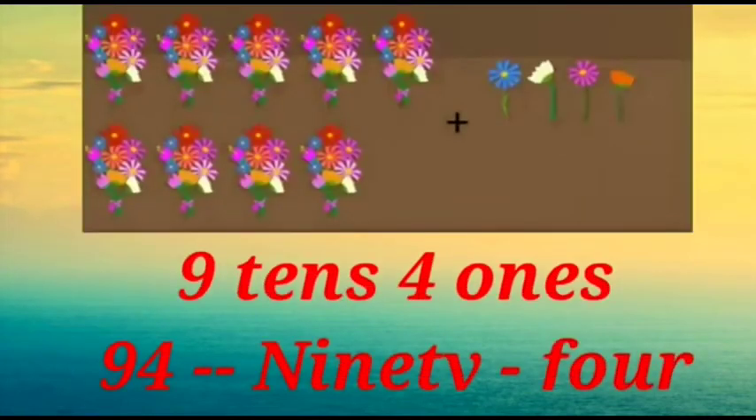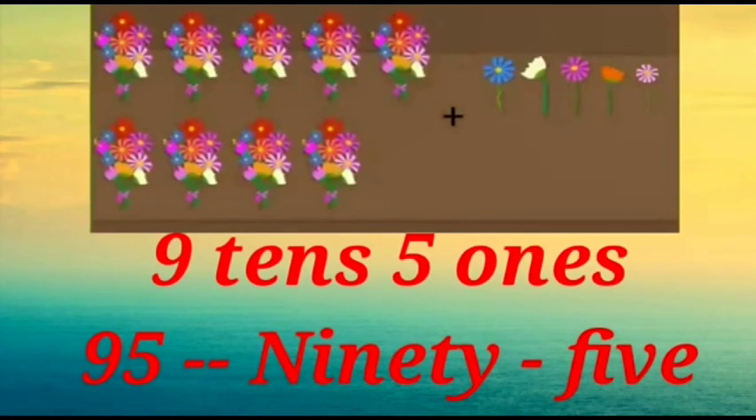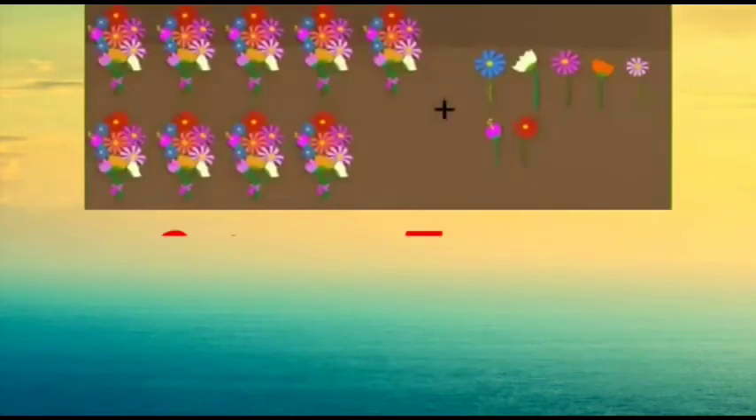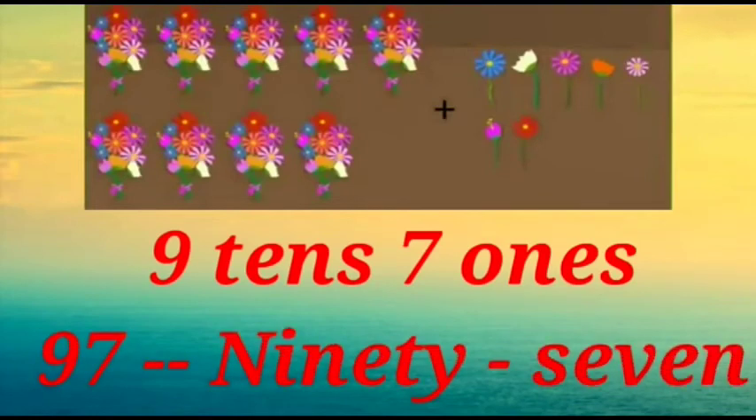9 tens, 4 ones, 94. NINETY, 90, FOUR, 4. 9 tens, 5 ones, 95. NINETY, 90, FIVE, 5, 95. 9 tens, 6 ones, 96. NINETY, 90, SIX, 6, 96. 9 tens, 7 ones, 97. NINETY, 90, SEVEN, 7, 97.